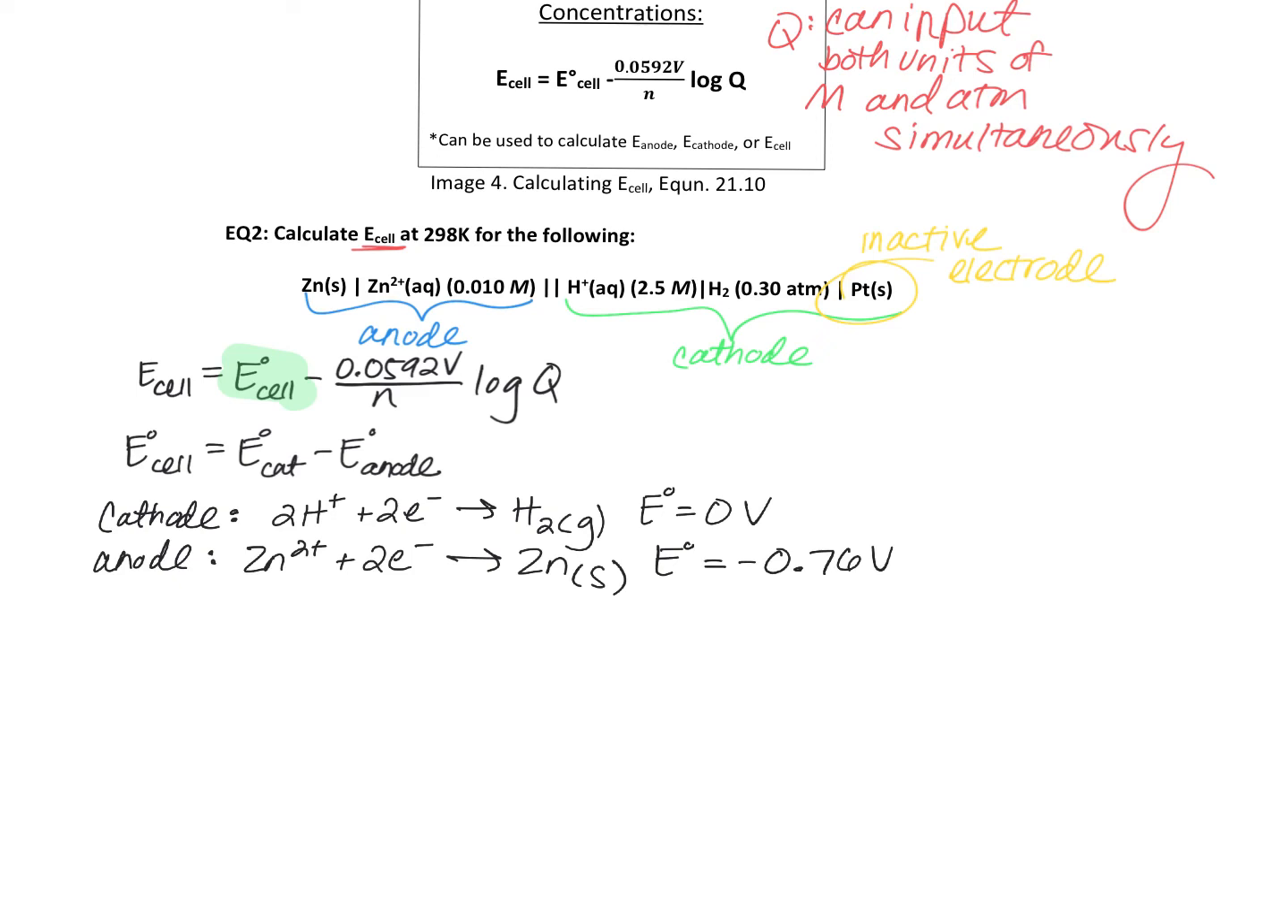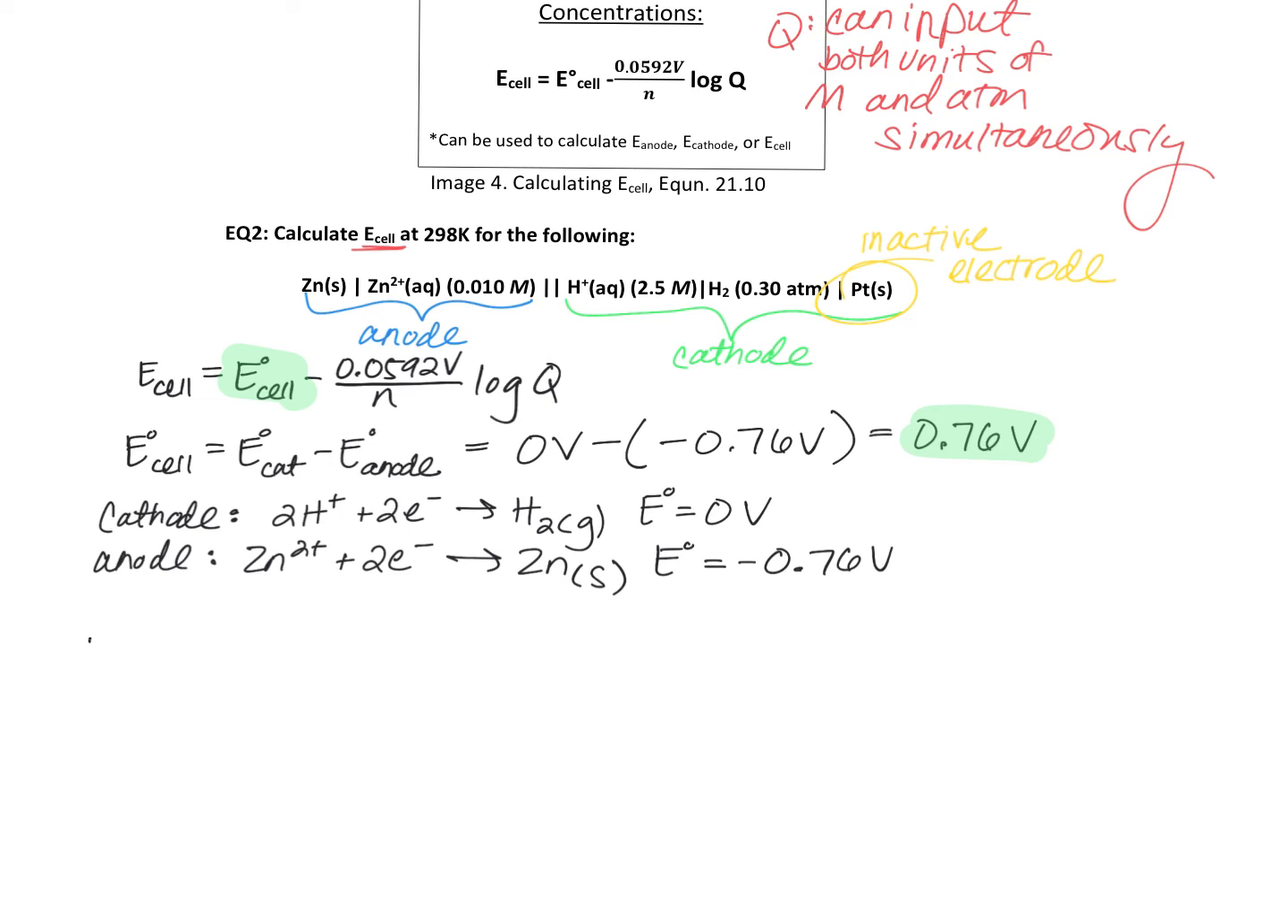Okay, so let's calculate E cell by taking 0 volts minus negative 0.76 volts. So I'm just plugging in my cathode here and my anode cell potential here. So you should get a positive number, which means it's a spontaneous reaction, of 0.76 volts. So now I have what I've highlighted, and that is E cell at standard state. All right, let's move on to what n is.